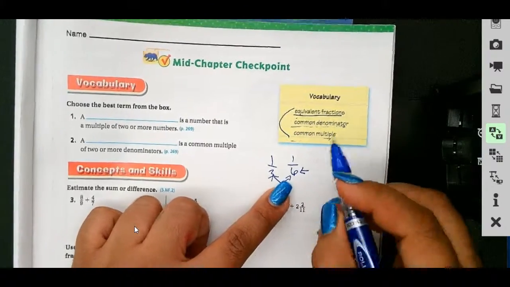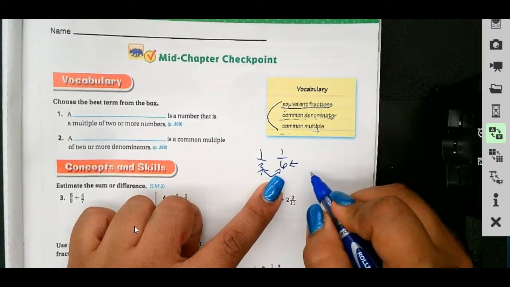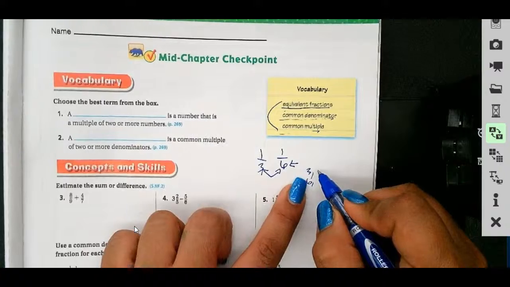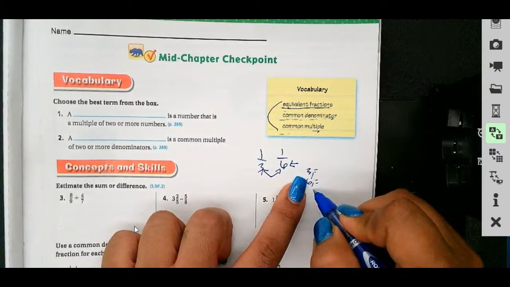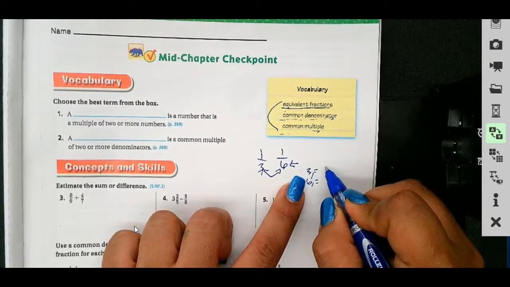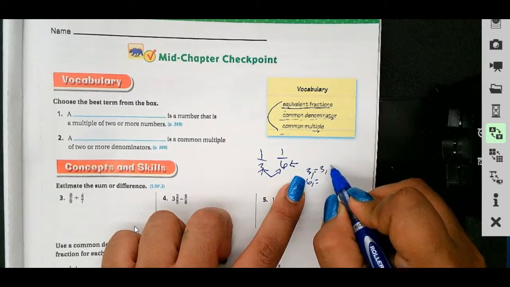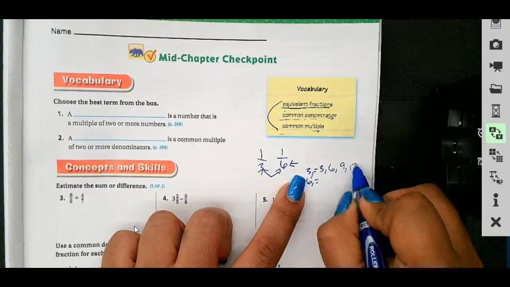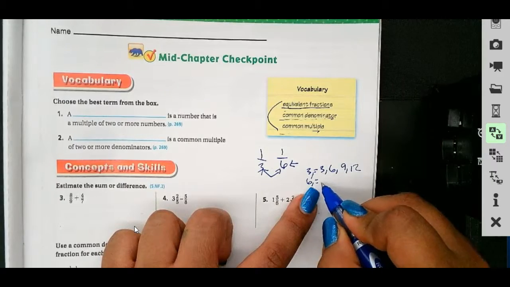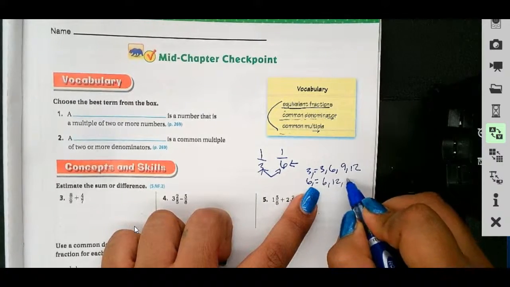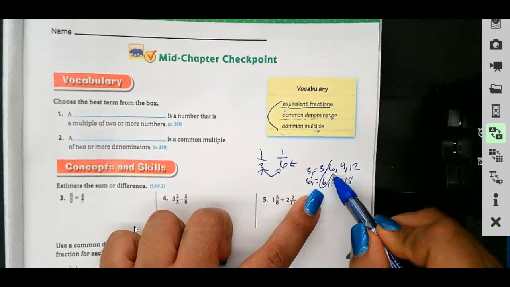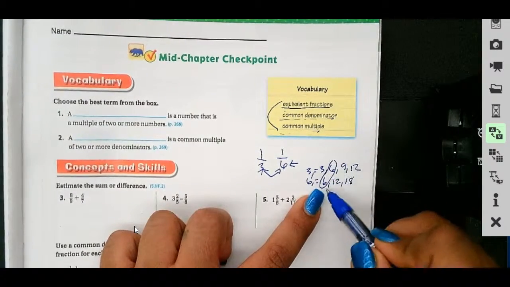Common multiple is when you have, for example, when you list the multiples for 3 and 6. So you're trying to find a multiple that both the 3 and the 6 share. In this case, if we go by 3s, we count 3, 6, 9, 12. And if we do it with the 6, we have 6, 12, 18. So here you can see that we have the least common multiple, which is 6.